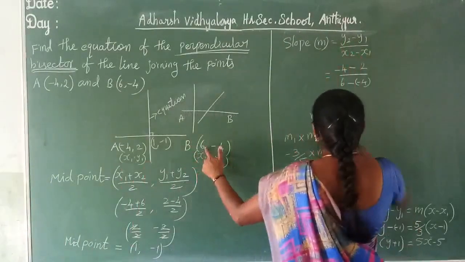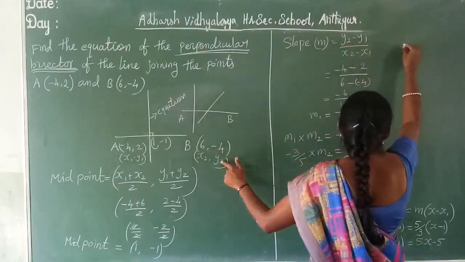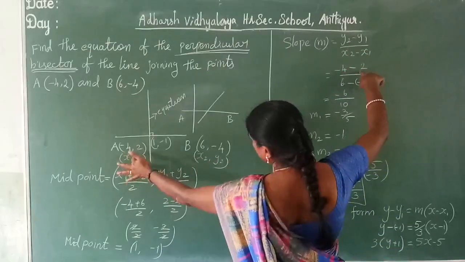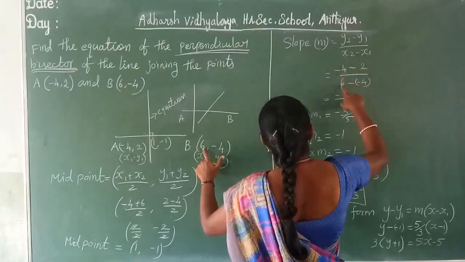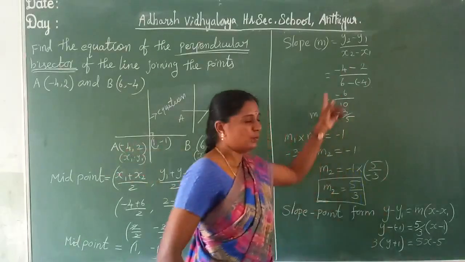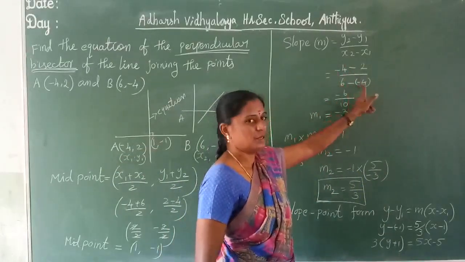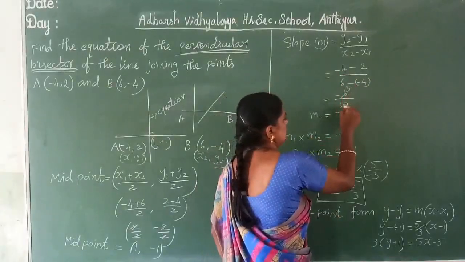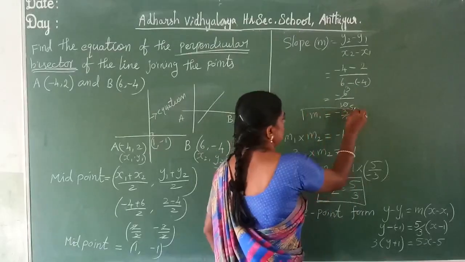y2 is minus 4, and next to it y1 is 2. So minus 4 minus 2 is minus 6, by x2 6 minus x1 minus 4. Minus into minus is plus, so 6 plus 4 is 10. Simplify: 3 twos are 6, 5 twos are 10. At last we get m1 equal to minus 3 by 5.